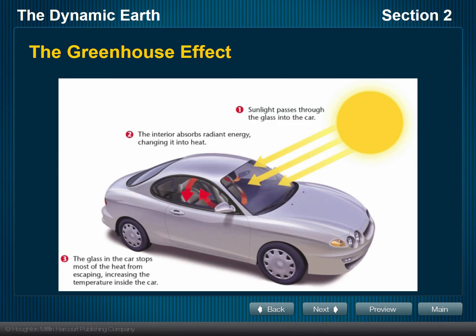The greenhouse effect is what makes it so dangerous to leave any living thing in a parked car with the windows rolled up. The windows of the car allow the sun's heat to radiate into the car, but do not allow the heat to escape, as shown in this slide. The temperature inside the car can get dangerously high and can cause death to living things.